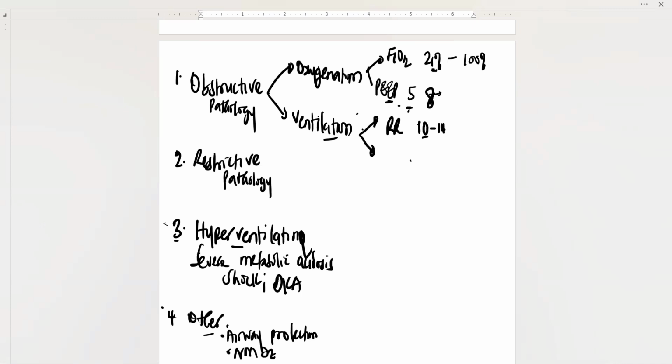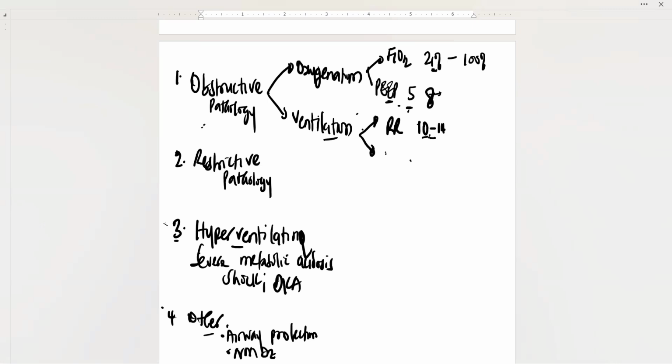Because the lower you set their rates, the more time they have for exhalation. If you set their rates really high, they are not going to have enough time for exhalation, and they can start retaining a lot of gas, and that will increase their intrinsic PEEP, and that will lead to hemodynamic instability. So because I will be setting the rates on the lower side, I tend to put these patients on the higher end of tidal volume.